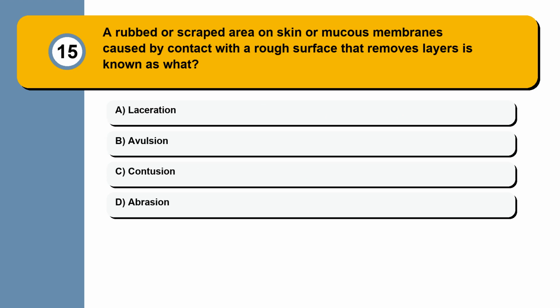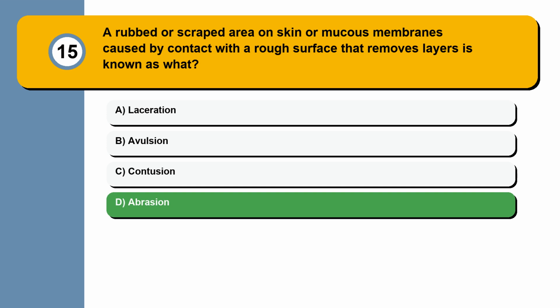Question 15. A rubbed or scraped area on skin or mucous membranes caused by contact with a rough surface that removes layers is known as what? Laceration, avulsion, contusion, abrasion. Abrasion.